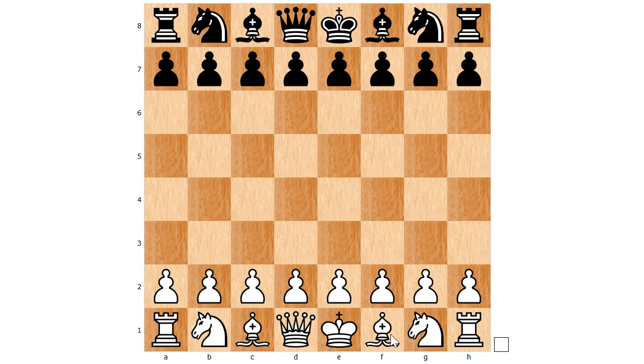Welcome to the game of chess. Did you know chess is the most popular board game in the world? A recent study found that worldwide, more than 600 million people play chess regularly.